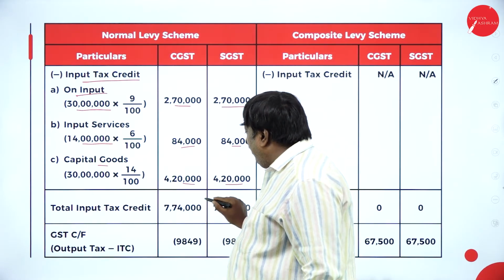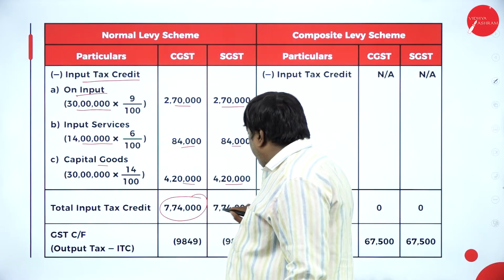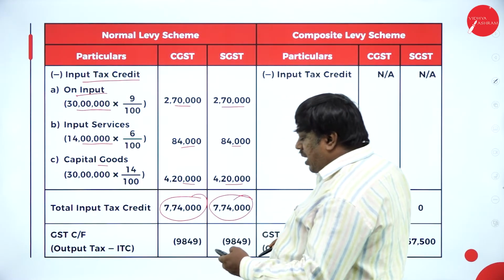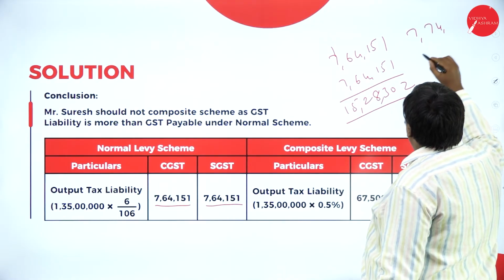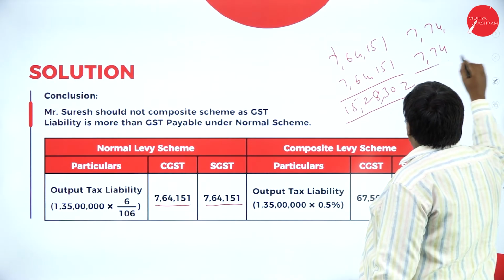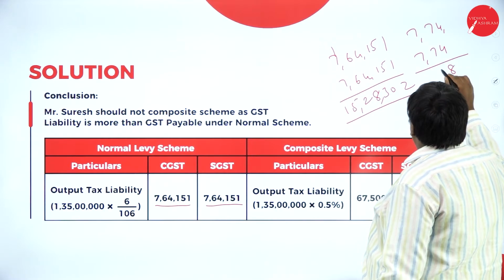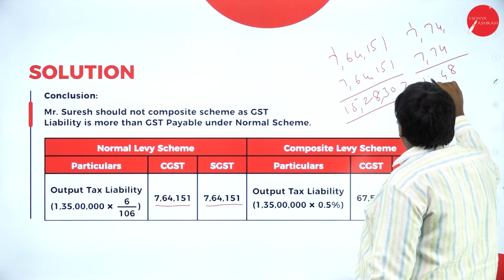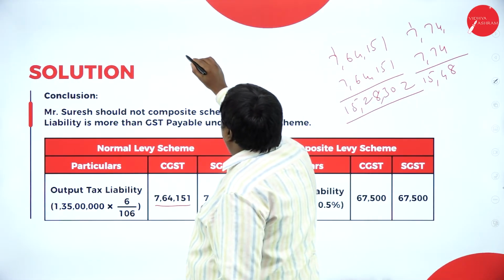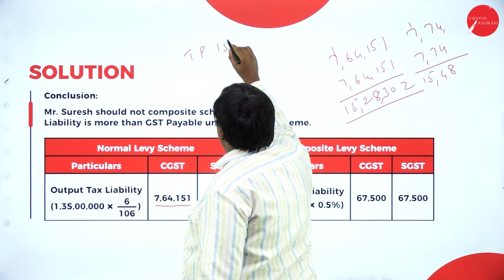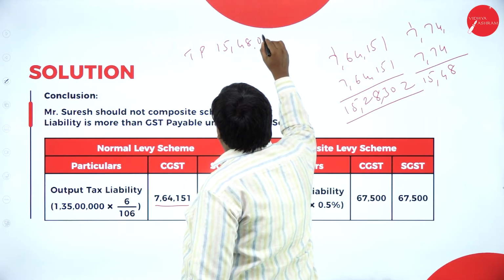84,084. And on capital goods, 4 lakh 20, 4 lakh 20. Here, I have tax paid 7 lakh 74 and 7 lakh 74,000. That is nothing but 8, 14, 1 carry, 15 lakh 48,000. Now, here, tax paid is 15 lakh 48,000.